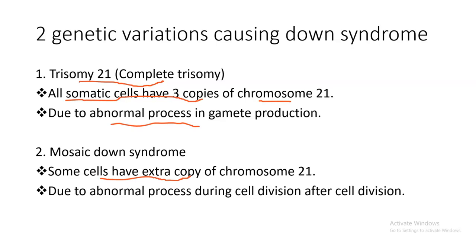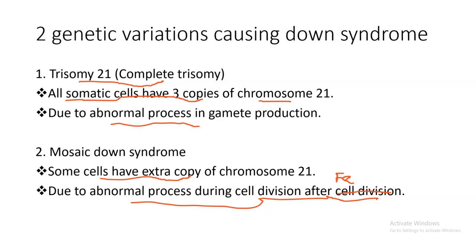So this one is due to an abnormality which occurs after fertilization. So it's not gamete production. This occurs after fertilization. So this will occur in your mitosis after fertilization. So I'm sorry for that error. So it normally occurs during cell division after fertilization. So once you're undergoing fertilization, that's when this mistake will occur. So that's the difference between these two.